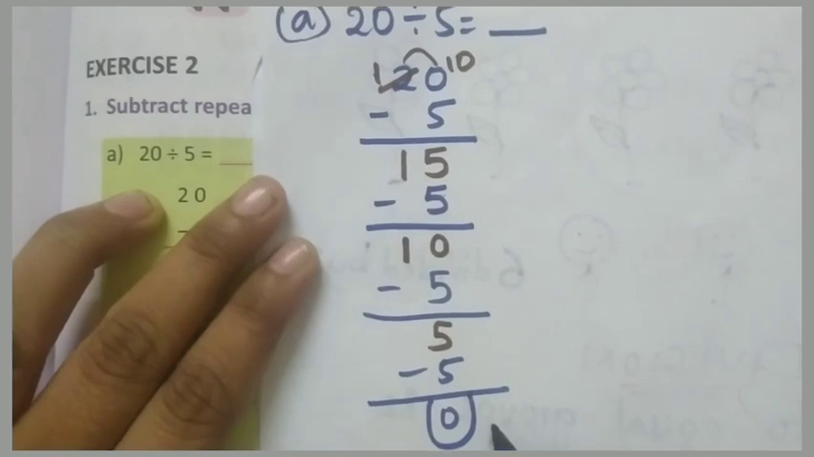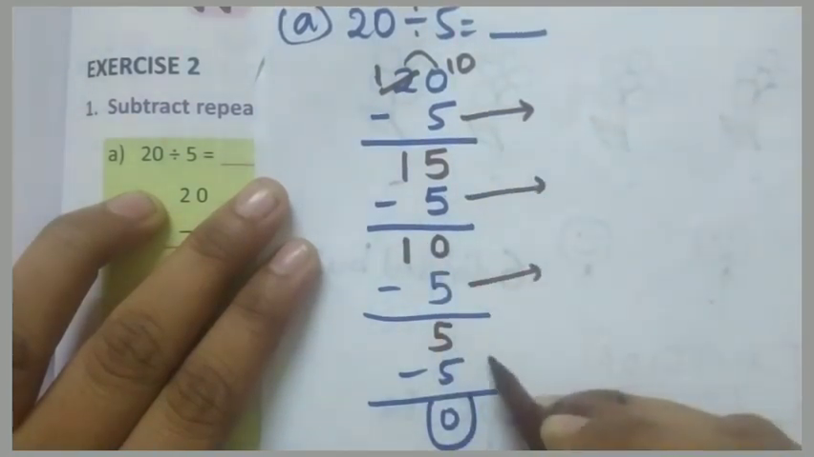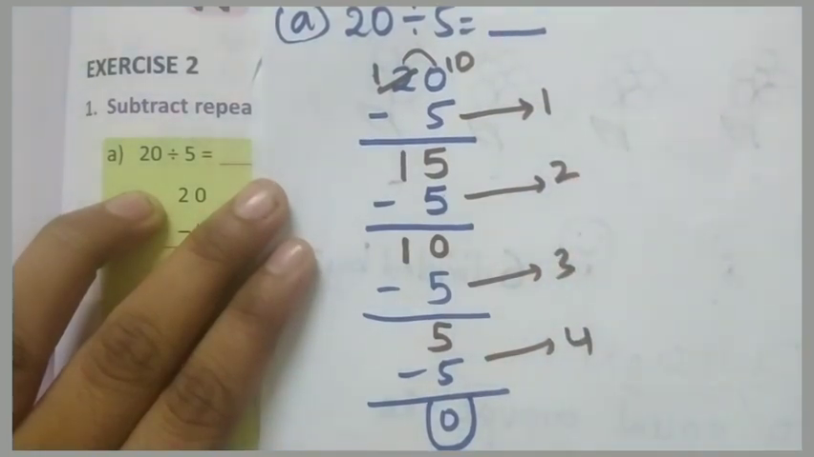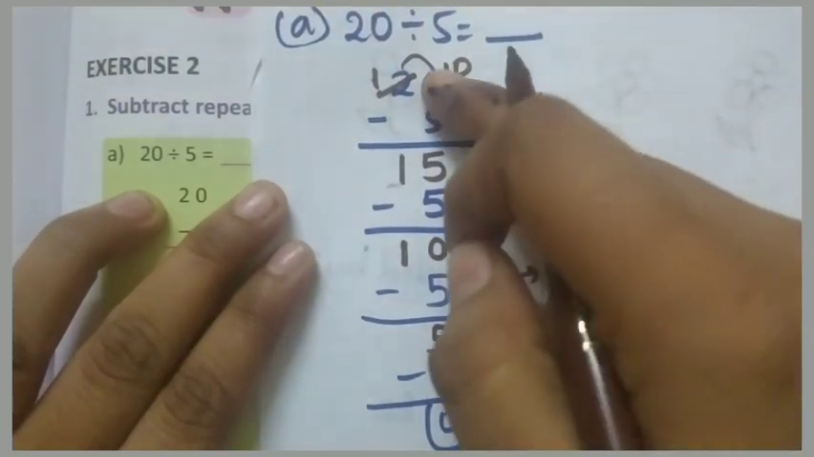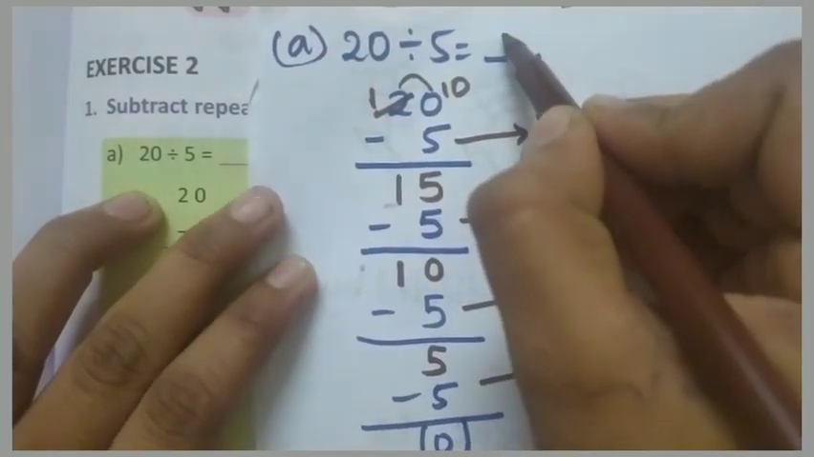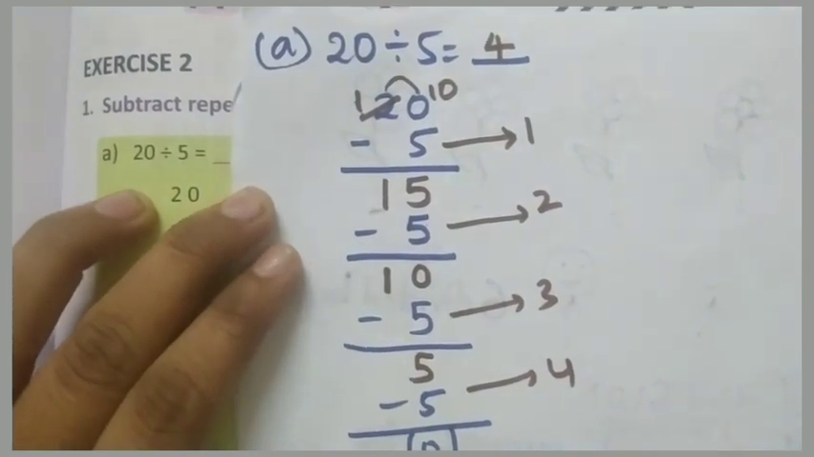Here we got 0. Look here, children, how many times have we subtracted 5? 1, 2, 3, 4. 4 times we have subtracted 5 from these 20 to get 0. So here the answer is 4. It means we are preparing 4 groups.